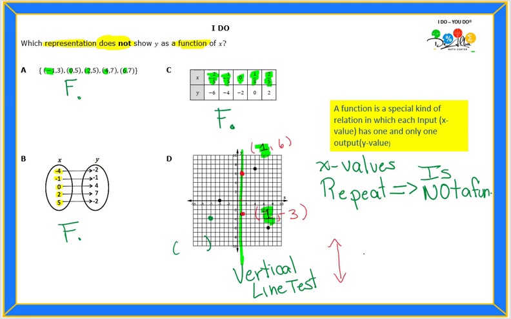That's why the vertical line test works. And now you know that you don't need to find the ordered pairs. As long as you draw a vertical line, and it touches the point once, it's a function. But if there are 2 points on that line, then that's not a function. So that will be my answer, because we're looking for something that does not show a function. The answer for this is going to be D.